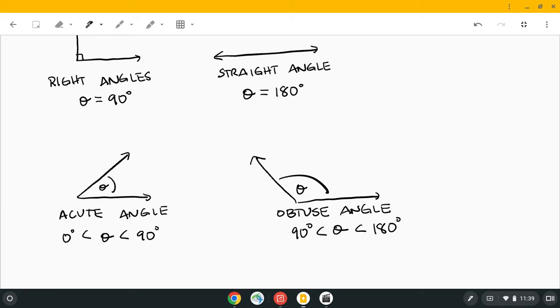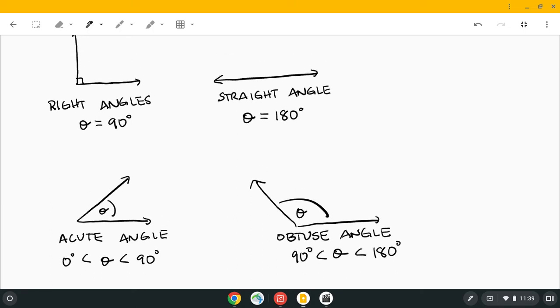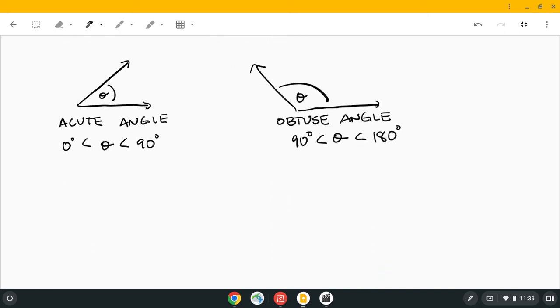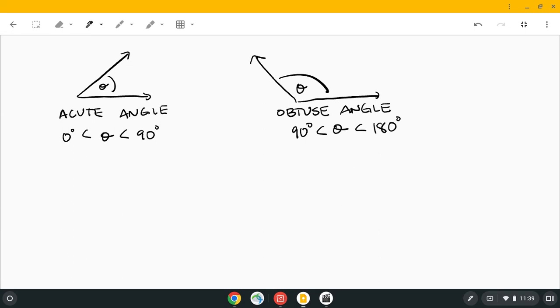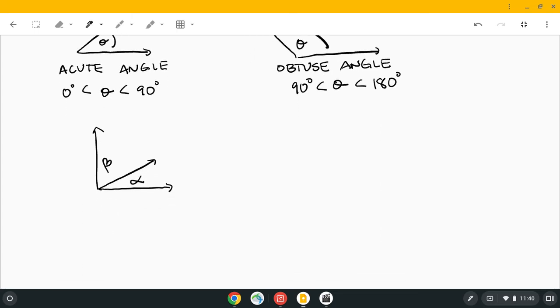Okay, so we have the right angle, 90 degrees. We have straight angles, 180 degrees. And then we have acute and obtuse angles. One is less than 90, one is more than 90. And then we have complementary angles and supplementary angles. Okay, so if you remember from your geometry class, if you have two angles, let's call them alpha and beta. If you have two angles that add up to 90 degrees, then they are complementary.